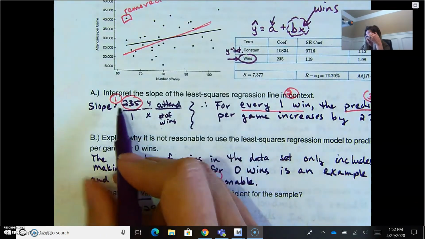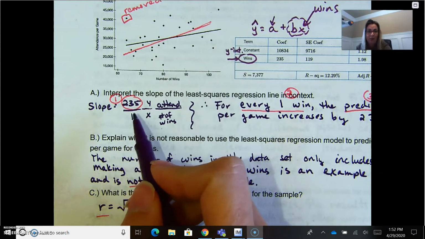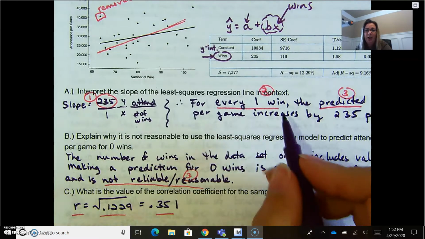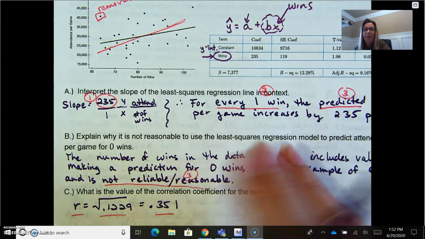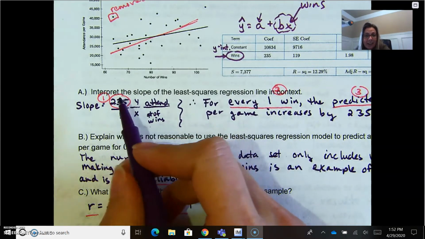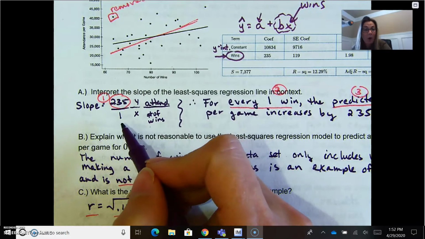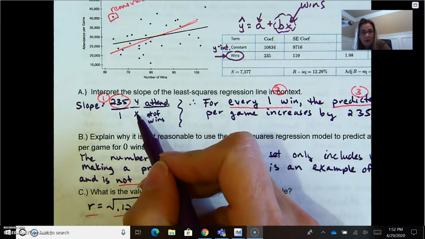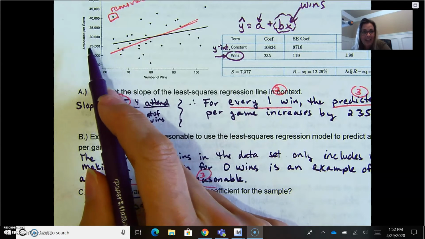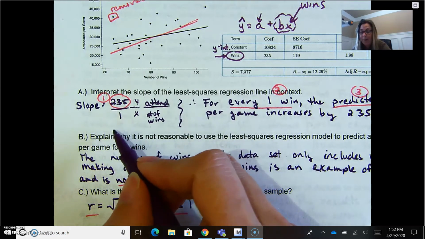So to get your first point for this section, you had to correctly identify 235. The next 2 points come from your context, right? Making sure you have it written the right way. I like to do a little bit of legwork before I write my sentence. Remember, slope is rise over run. You always put it over 1. Y to the sky over x. So I look at my picture to help clarify. The y-axis is attendance, and the x-axis is number of wins. Now I'm ready to write my sentence.